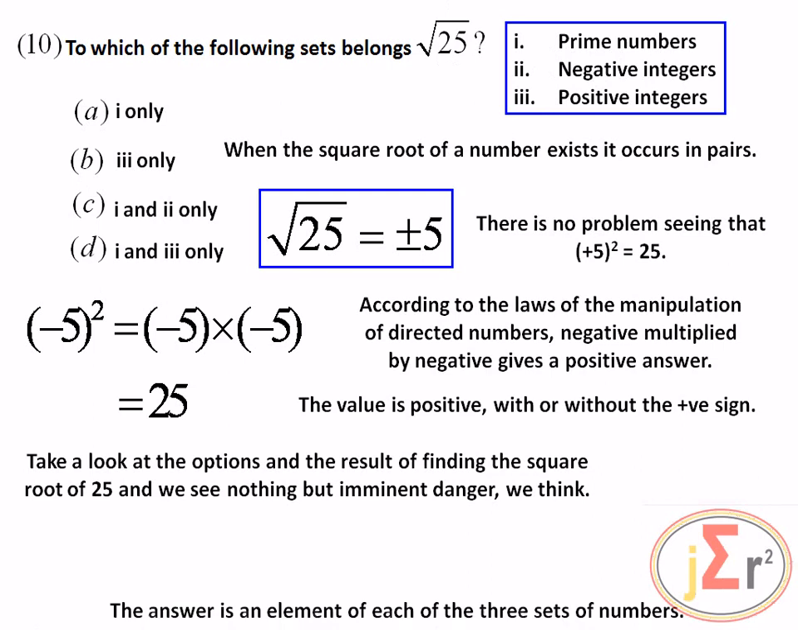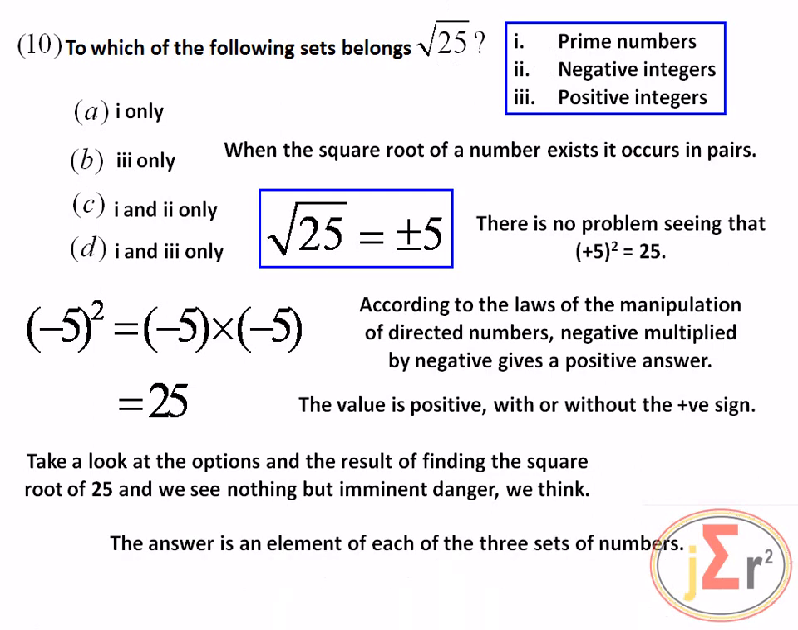But let's see what happens. The answer is an element of each of the three sets of numbers. Of course, if it is positive 5, we know that positive 5 is a prime number, and we know that it is a positive integer. And if we are thinking negative 5, we know that it is a negative integer, or it is an element of the set of negative integers.